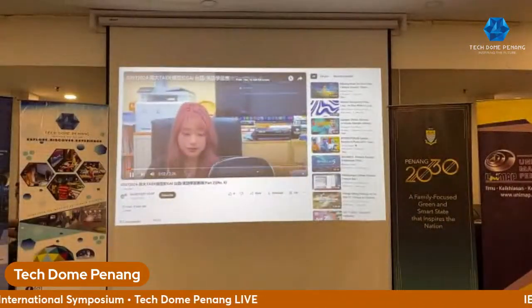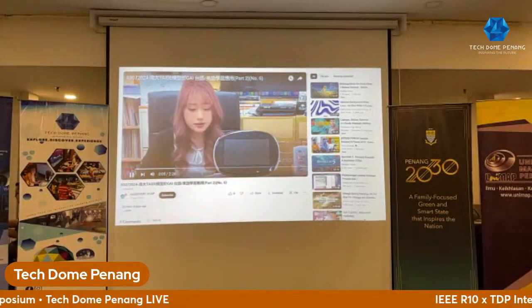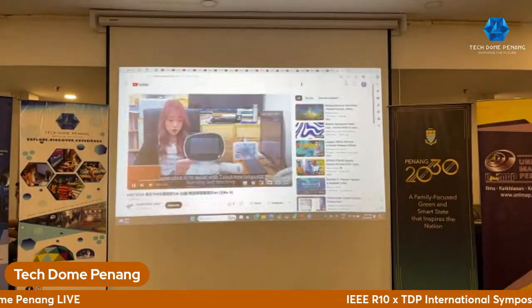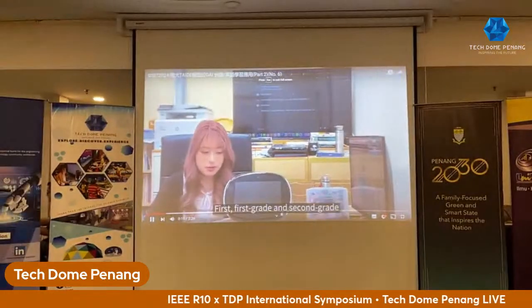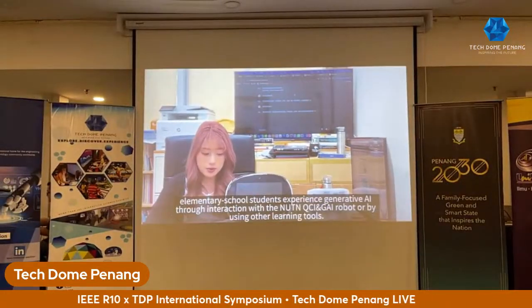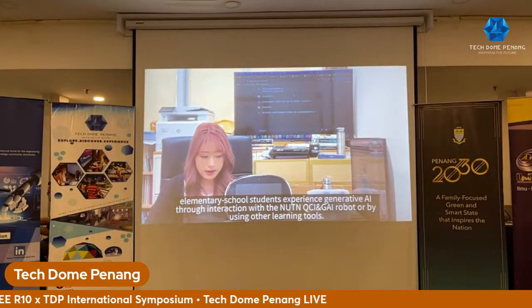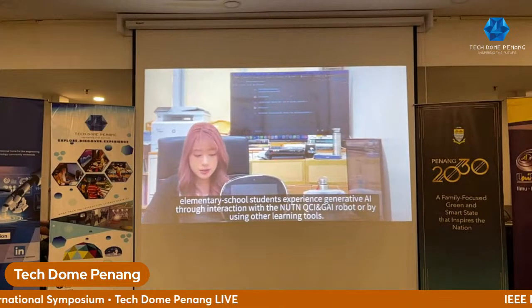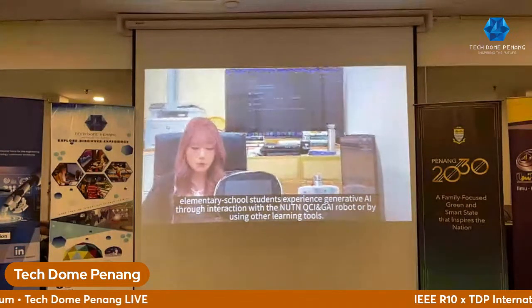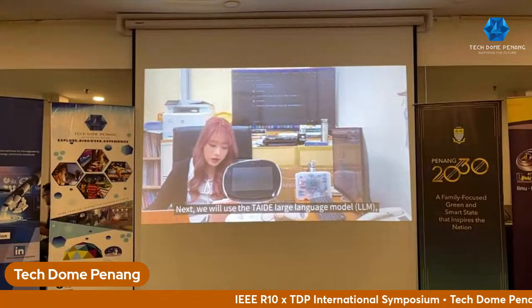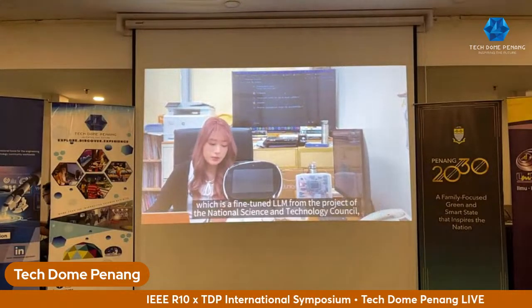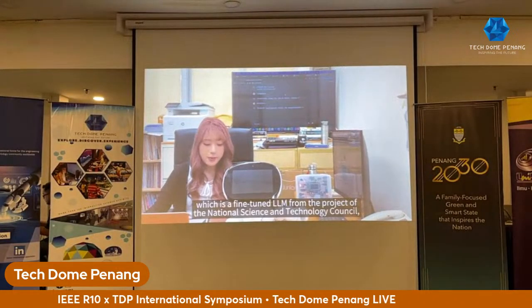Hello everyone, we are the team from Taiwan. Today we will introduce generative AI to assist with Taiwanese language learning and teaching. First grade and second grade elementary school students experience generative AI through interaction with the new robot or by using other language tools. Next, we will use the large language model. This is supported by the Taiwan government.